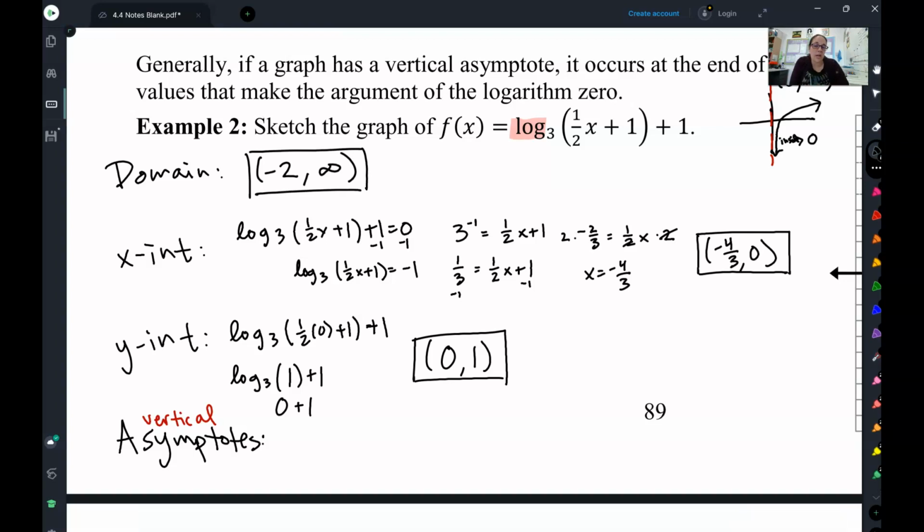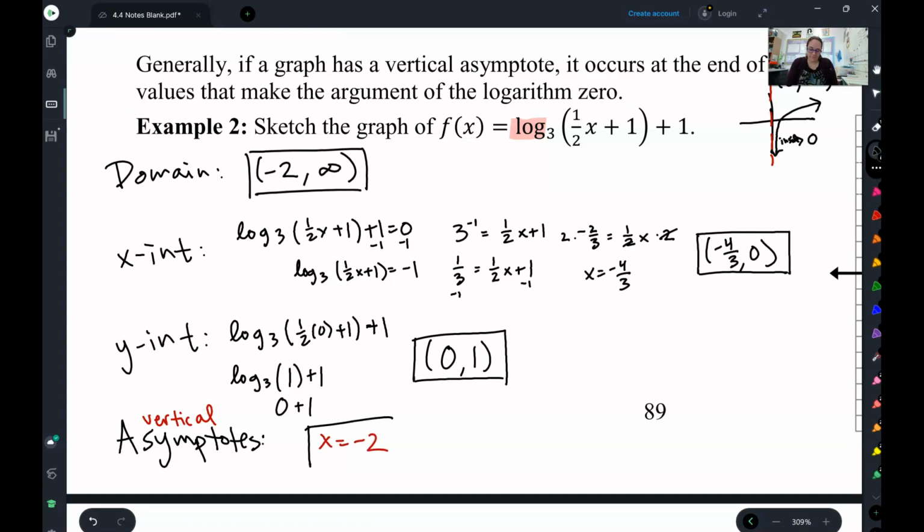Now, here's the nice perk about finding our domain. It's a little harder to find, since we have to do that inside greater than 0. However, it will automatically tell you where the vertical asymptote is. If my domain goes from negative 2 to infinity, then that vertical asymptote is at negative 2.